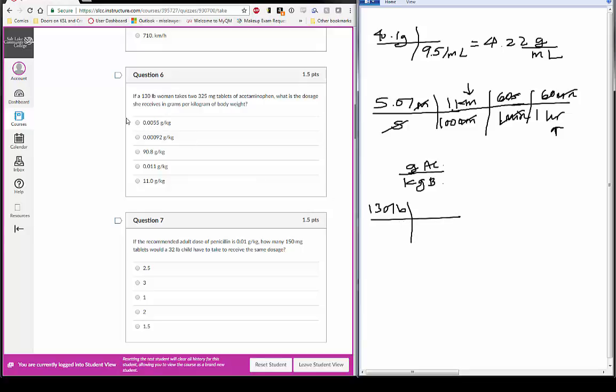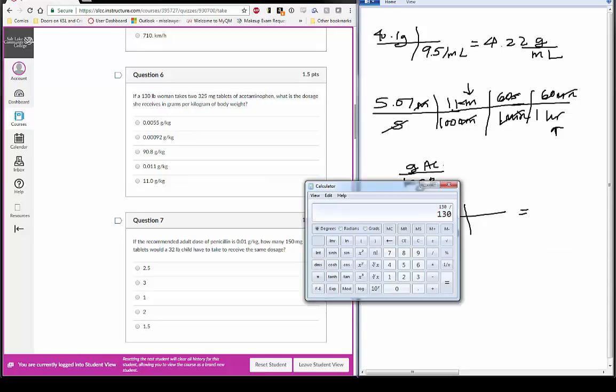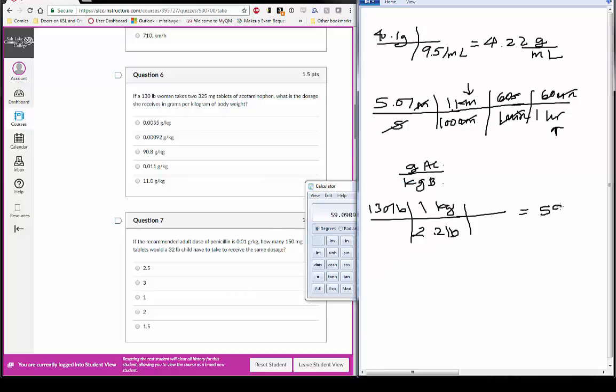This is the practice test, so I didn't give you this conversion, but I would give you a conversion from pounds to kilograms on the test. And we see that you've got 2.2 pounds in 1 kilogram. And I'll do this stepwise, might be a little bit easier for you to see. 130 divided by 2.2 gives me a 59.1 kilogram woman.